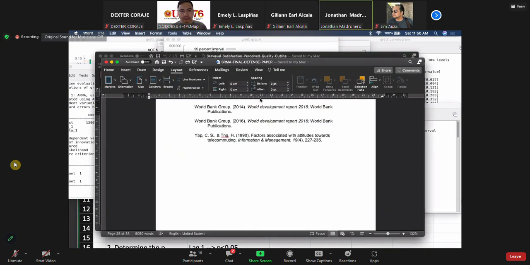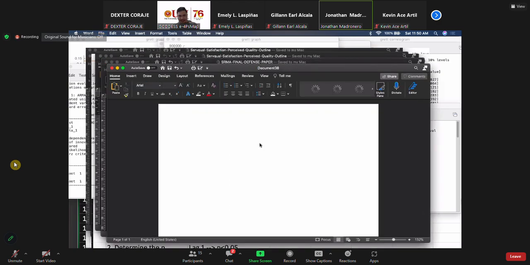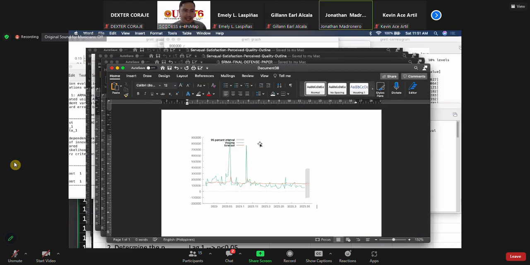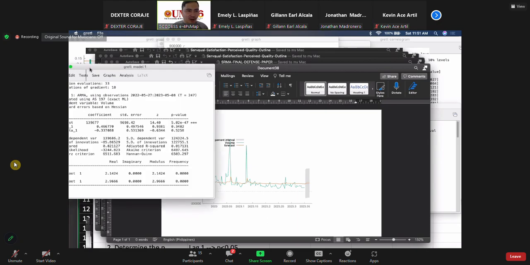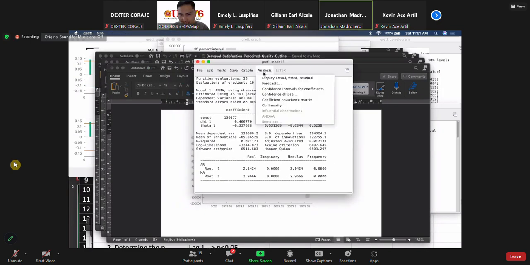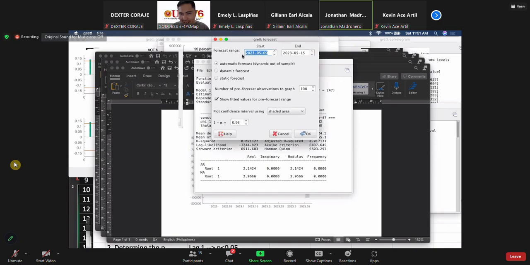Doc, sorry to interrupt. Saan yung forecast Doc? Saan galing? Yung forecast menu? Doc, but I lost track. Sige, ika sa analysis, forecast. Analysis. Nandiyan pala, Doc. Okay, thank you, Doc.